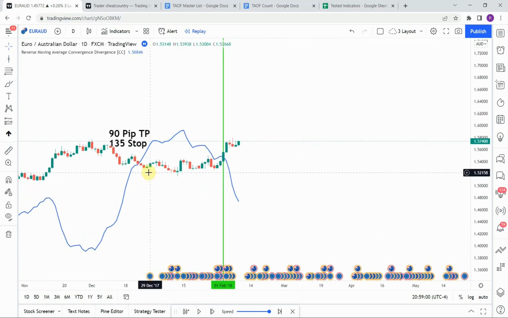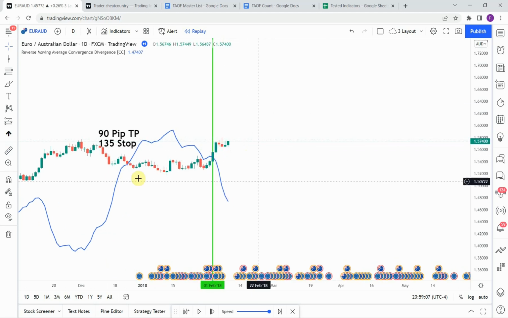Alright, the first signal that we pick up is a long signal. You can see here, we get that cross to the downside here. Price action pushes up really nicely and gets us to our take profit. Let's go ahead and continue on.